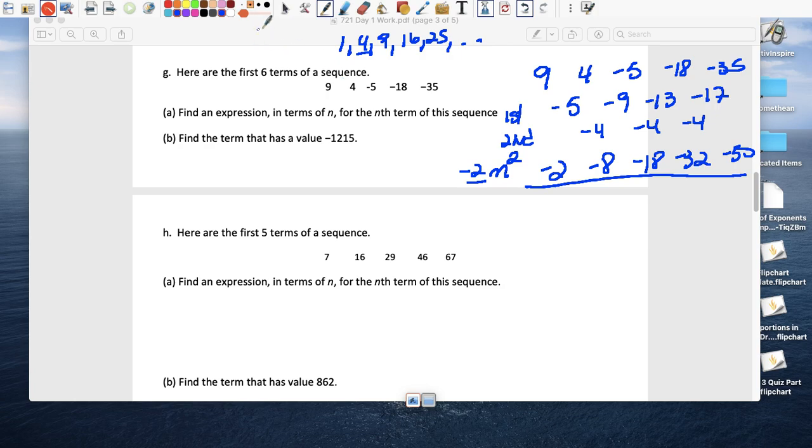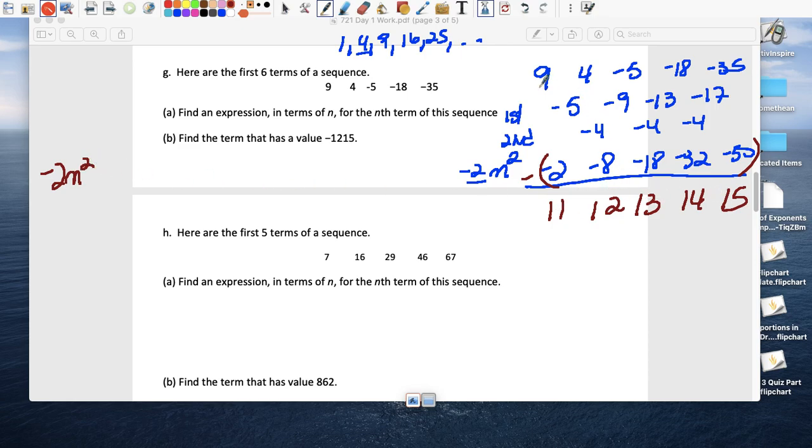Let's subtract, and again, let's put this in parentheses because otherwise we get confused. 9 minus negative 2 is positive 11. 4 minus negative 8 is 12. 5 minus negative 18 is 13, 14, and 15. So our expression, our answer, so far is negative 2n squared.